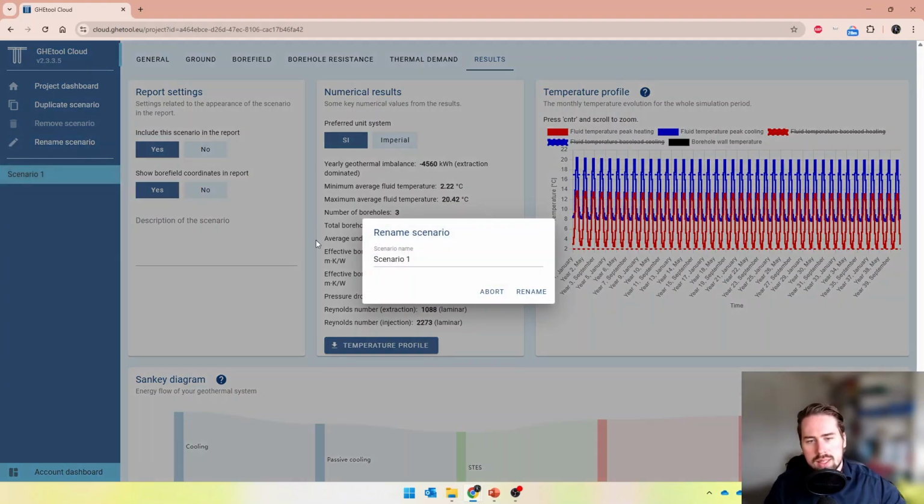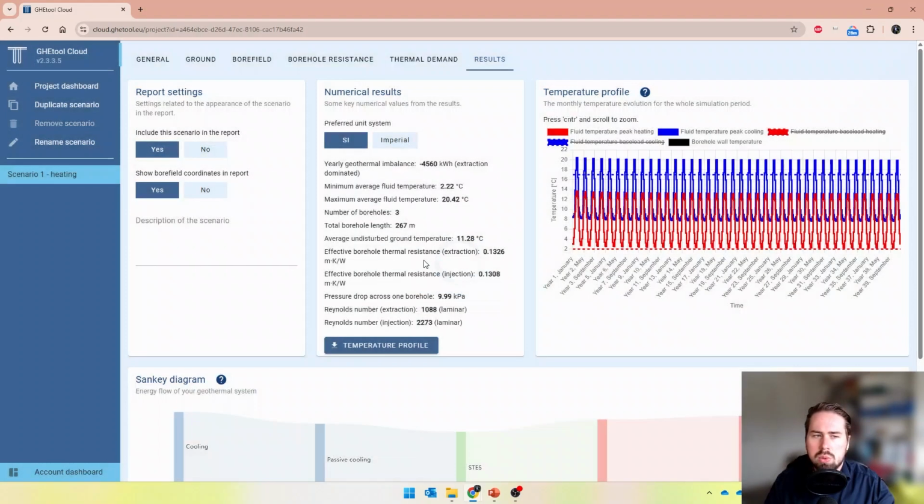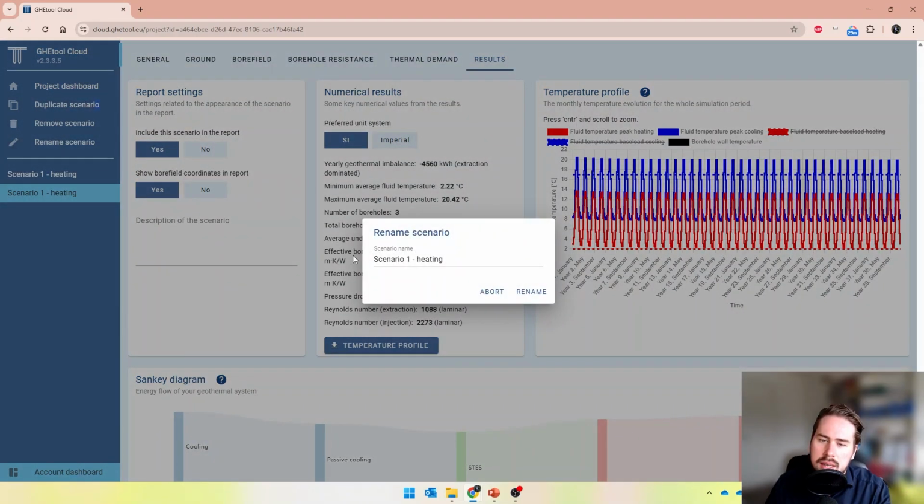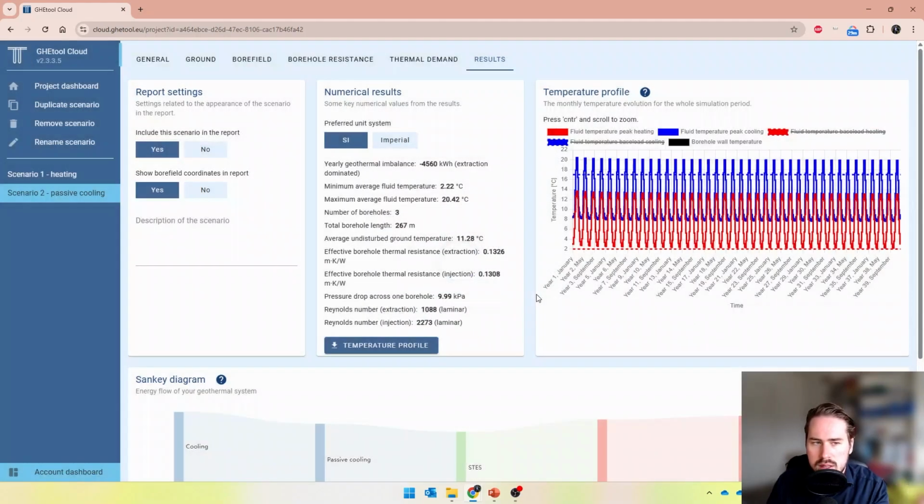So let's say this is our first scenario. It was designed for heating. It's a traditional way. But now if we say, okay, we really want to be able to ensure the summer comfort. So let's call this scenario 2 and say, well, let's go for, let's call it passive cooling. And we really want to make sure that this temperature stays below the limits.